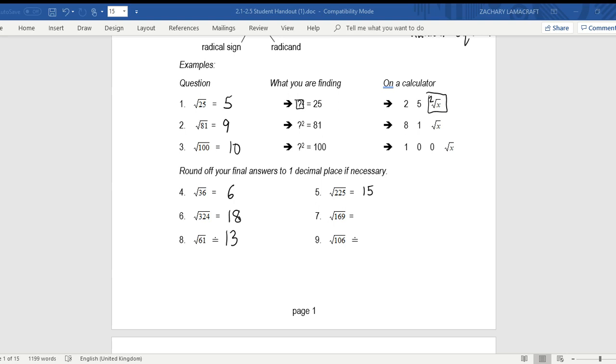Exactly. And that's a very good 10.3 is really important there because it says round off to 1 decimal place if necessary. And it was actually 10.29. And we can take those two numbers to round it to 10.3. Okay.